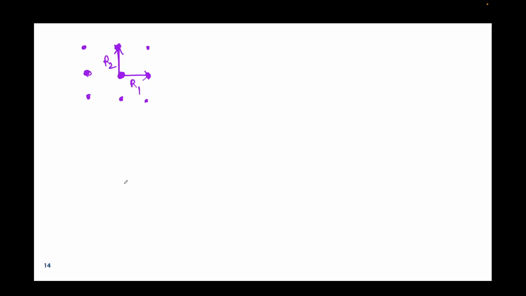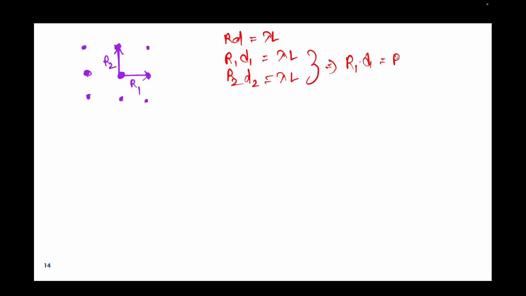Now if you remember that formula I told, R D is equal to lambda L, right? So similarly I can write R1 D1 is equal to lambda L, R2 D2 is equal to lambda L. Why am I writing lambda L? Because it is a camera constant, and for one transmission electron microscope, the camera constant will always be equal. So from these two, combined, R1 D1 will be equal to R2 D2, right? So I can now write R1 by R2 is equal to D2 by D1.